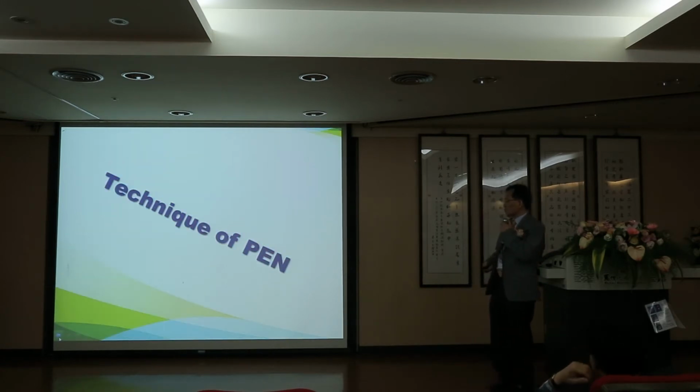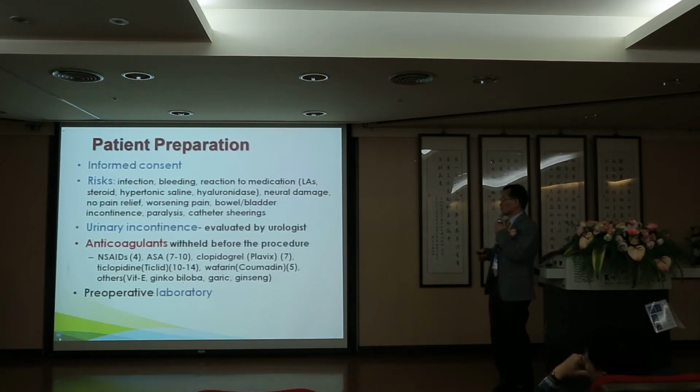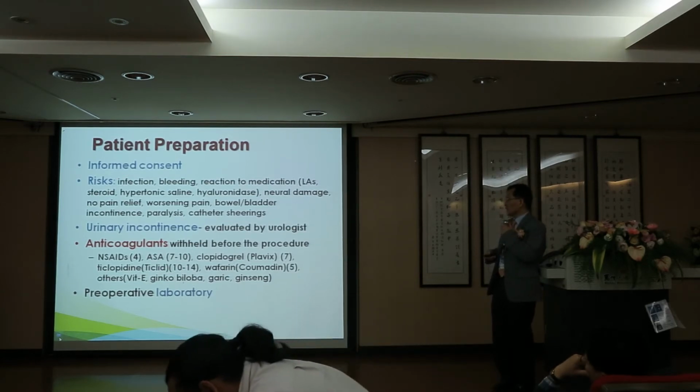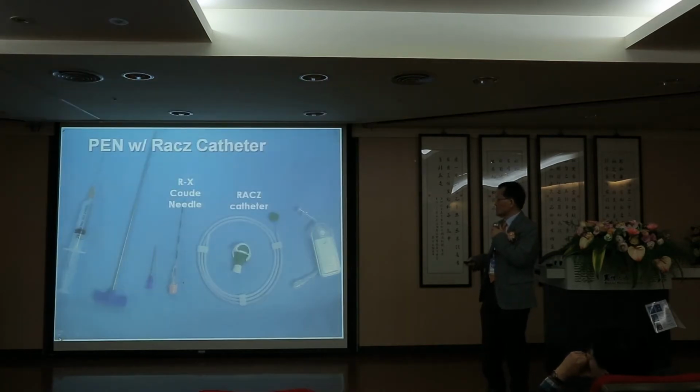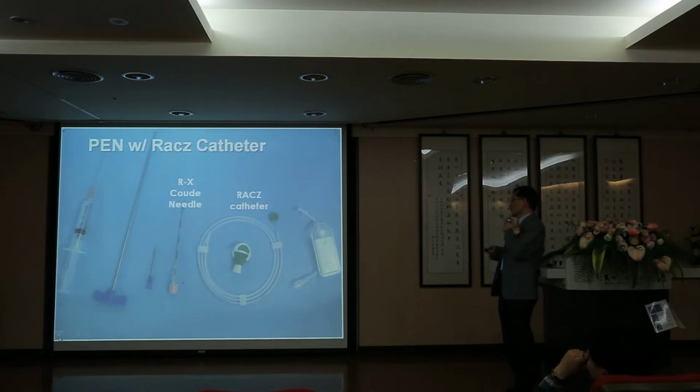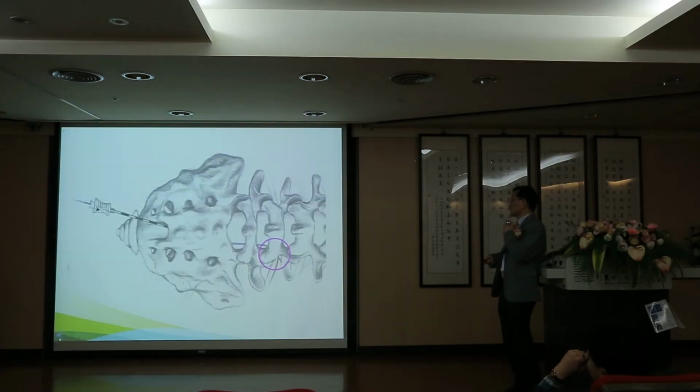Now I am talking about the procedure of epidural neuroplasty. First, we have to have informed consent and explain the risk and benefit, and anticoagulants should have been withdrawn before the procedure, and we need a laboratory finding. This is my set for the procedure with a Lexcan catheter. You can see an RX-coded needle and spring guide needle here. The catheter can be introduced to the affected side, the anterior epidural space.